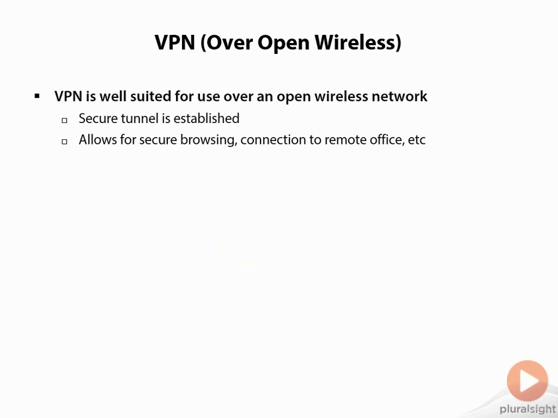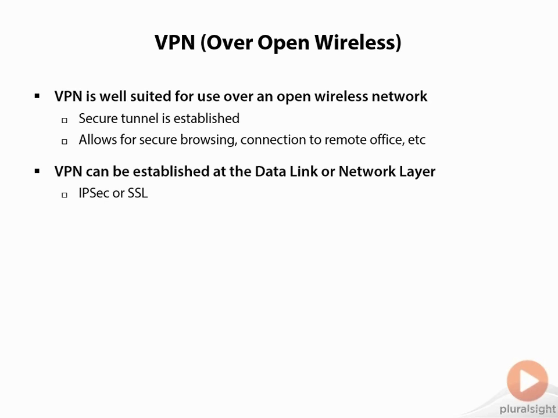Well, the reality is it actually is very well suited to that type of environment. It's actually your best bet. So a VPN, basically what it does, as we've talked about before, it establishes a secure tunnel and a secure connection, encrypts that connection, so it allows for secure browsing, the connection to your remote office, or whatever it is that you need to connect to. So a VPN can be established at either the data link layer or the network layer, and it can use either IPsec or SSL. So it allows us to establish that secure connection and browse in an insecure environment.